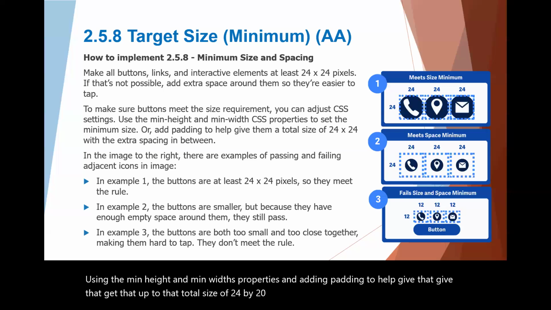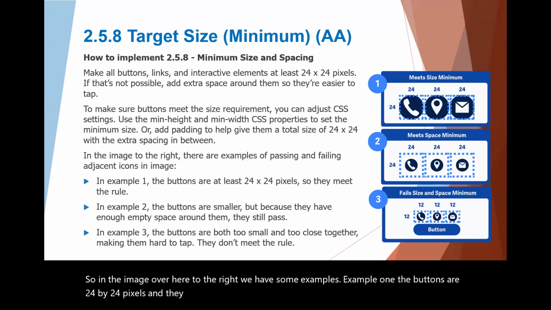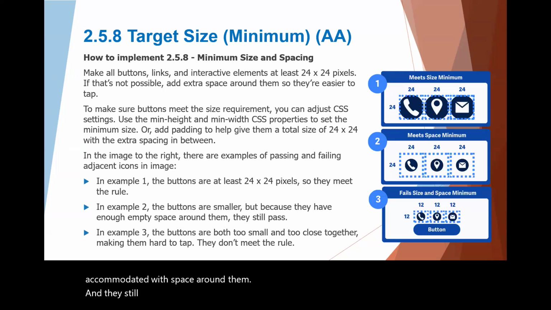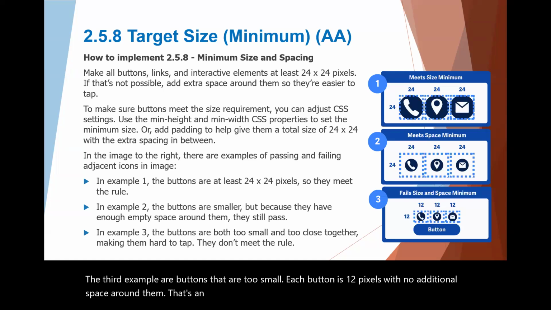So in the image over here to the right, we have some examples. Example one, the buttons are 24 by 24 pixels and they meet that rule. Number two, the buttons are smaller, but they've been accommodated with space around them and they still pass. The third example are buttons that are too small. Each button is 12 pixels with no additional space around them. That's an example of something that would not meet it.